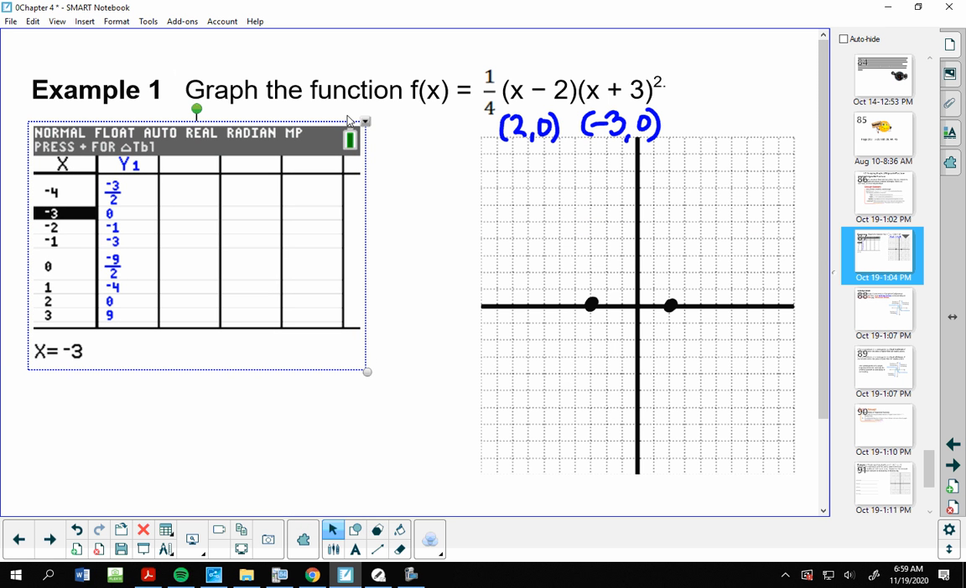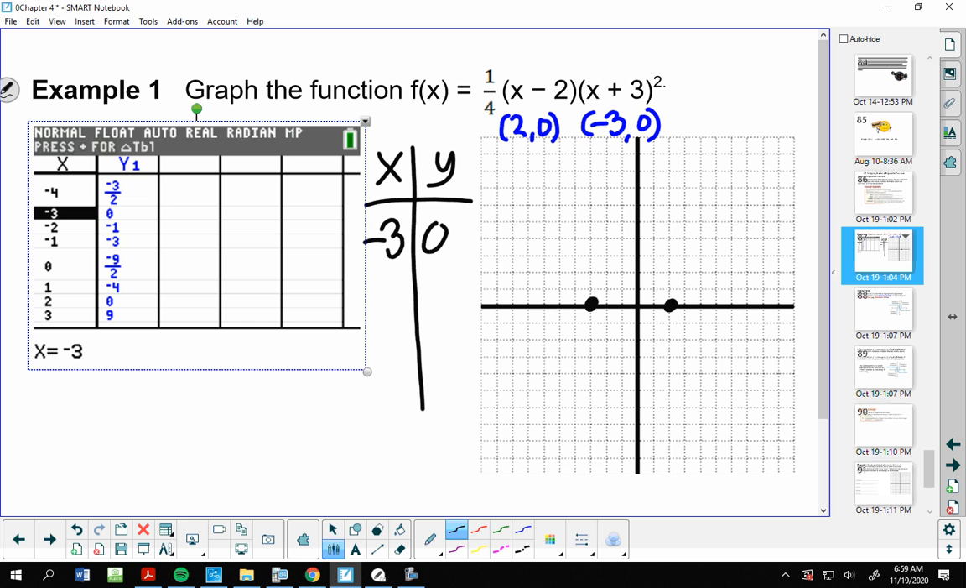All right, so you guys can make an xy table. All right, let's pick some of those nice points to plot, like (-3, 0), which we already plotted, (-2, -1), (-1, -3), (1, -4), (2, 0) we already plotted, and (3, 9). So let's go ahead and plot those points.